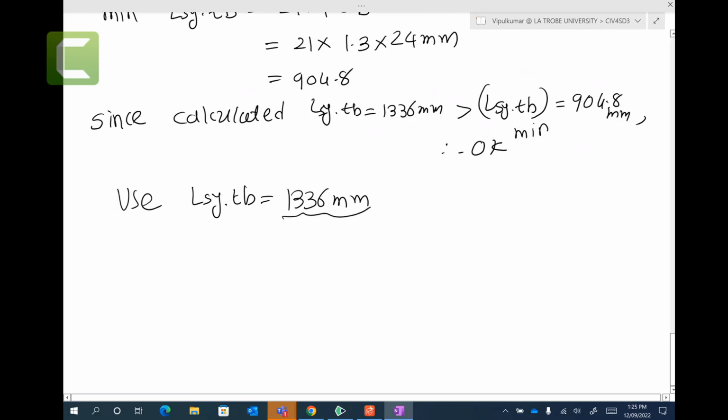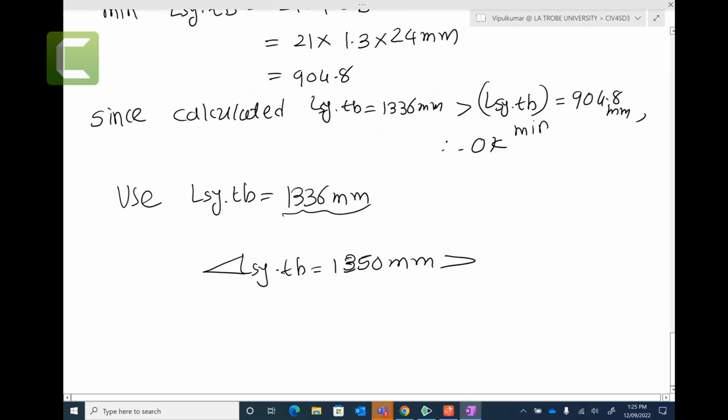We generally just use rounding off, rounding it off, like 1350 millimeters. All right, so I hope you understand the development length.